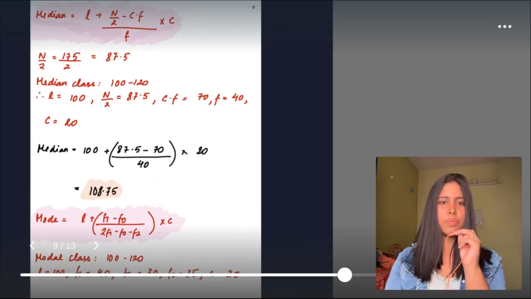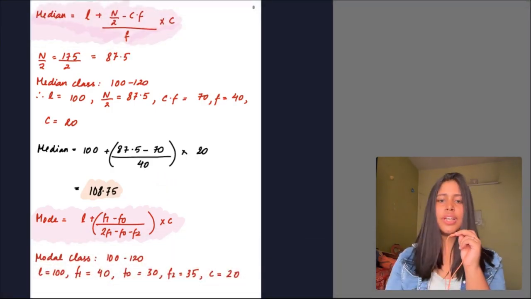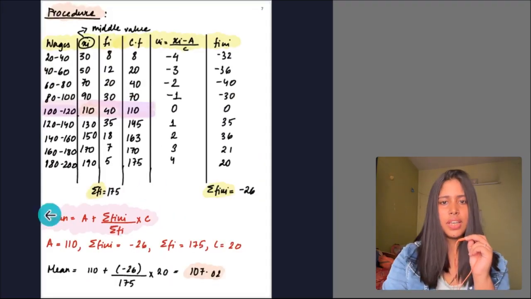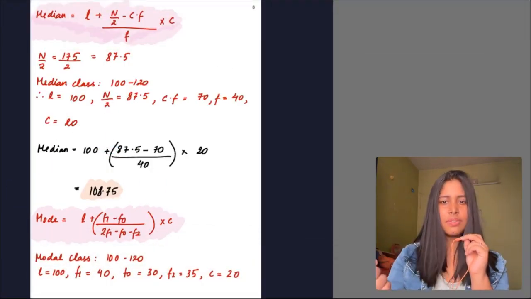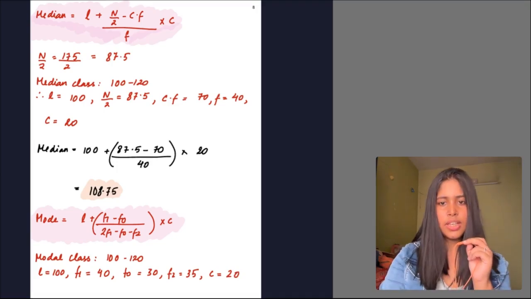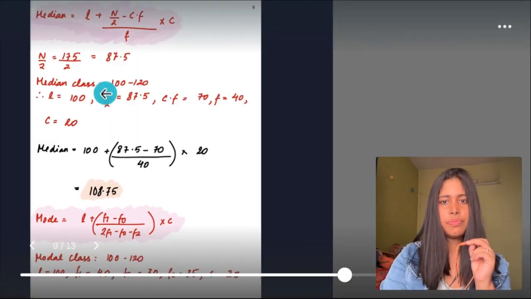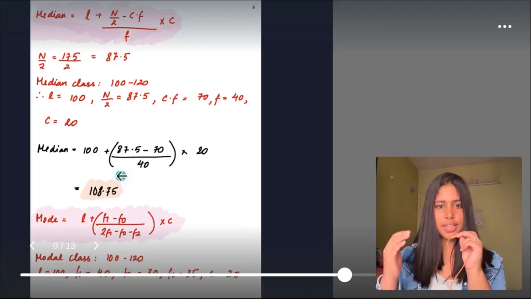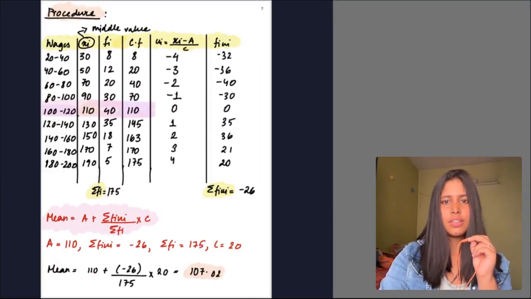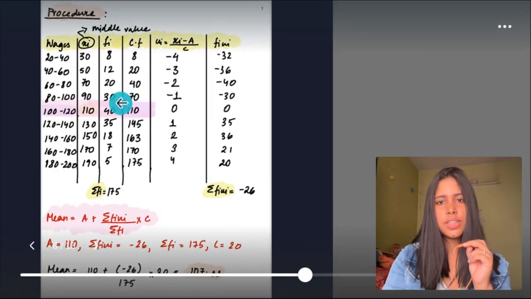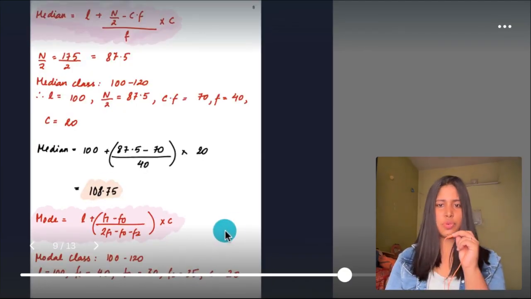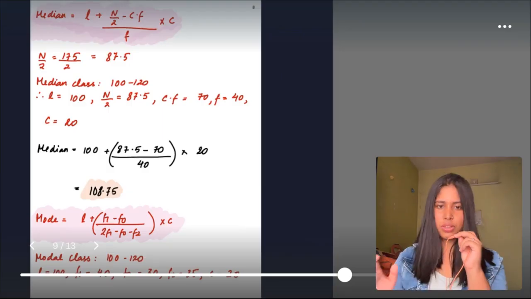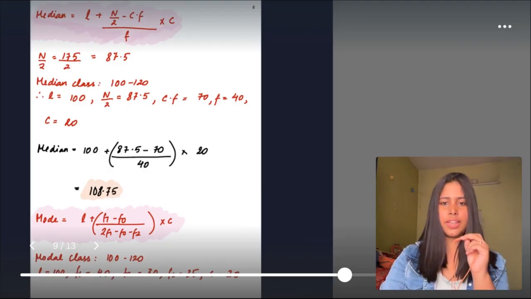Then L is the lower limit of the modal class, which is 100. F1 is the frequency of the modal class, which is 40. And F0 is the preceding frequency of the modal class, which is 30. Then F2 is the frequency of the class succeeding the modal class, which is here 35. And we have c equal to 20, and then we put the values in the formula and we will get the answer.